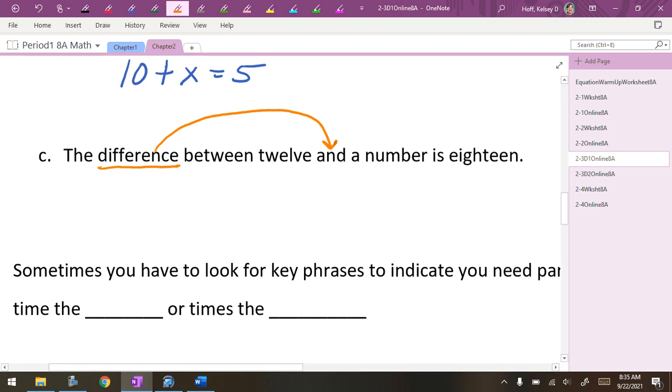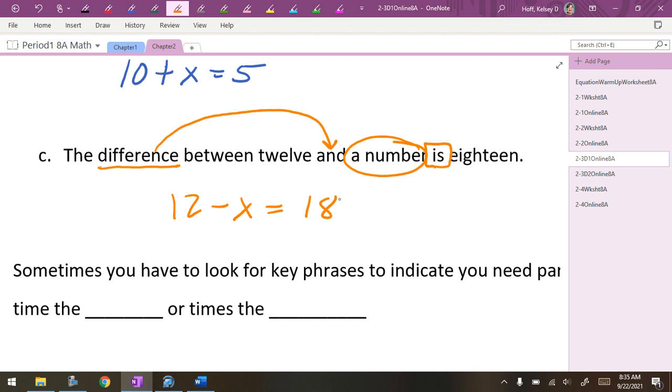Okay? 12 and a number. So and is going to be where your subtraction goes. So how would I represent 12 and a number, replacing and with subtraction? 12 minus x, because a number is your variable. What's your next important word? Is means equals 18. So if your sentence starts with product, difference, sum, you're going to look for that word and it's going to tell you where to put it. Questions so far?